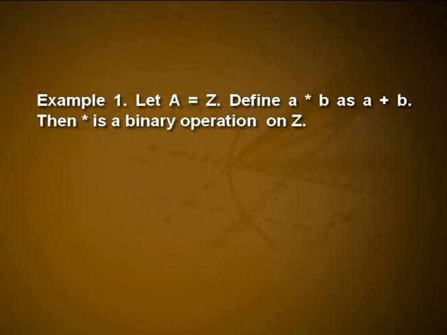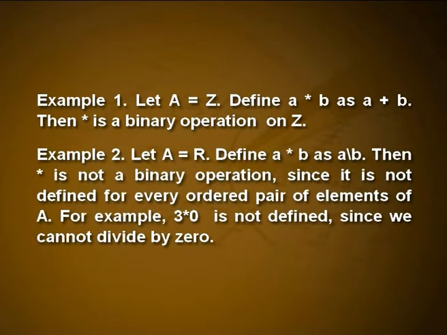We will see one example. Let A be the set Z, the set of all integers. Define a star b as a plus b. Then star is a binary operation on Z. Another example. Let A be the set R, the set of all real numbers. Define a star b as a by b. Then star is not a binary operation since it is not defined for every ordered pair of elements of A. For example, 3 star 0 is not defined since we cannot divide by the element 0.